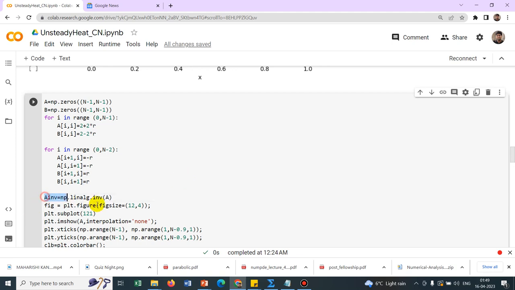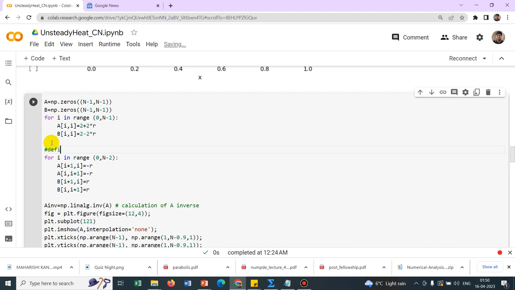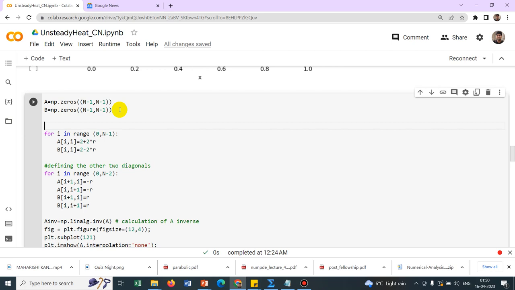Now they are calculating the inverse. So in this step they are basically calculating the inverse. I'll be putting all the comments before uploading the video. So this is the step, calculation of A inverse. Here we can write defining the other two diagonals, and here defining the main diagonal. I'll be putting those comments so that you can understand it better.